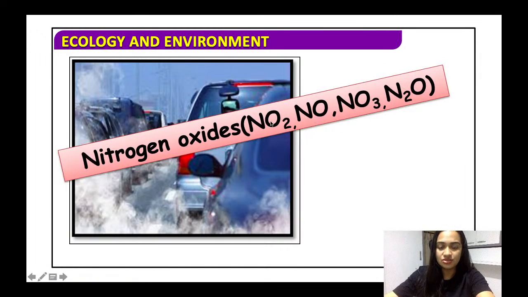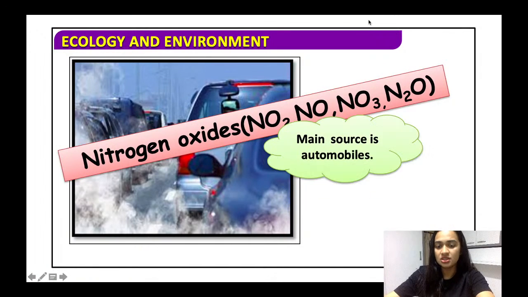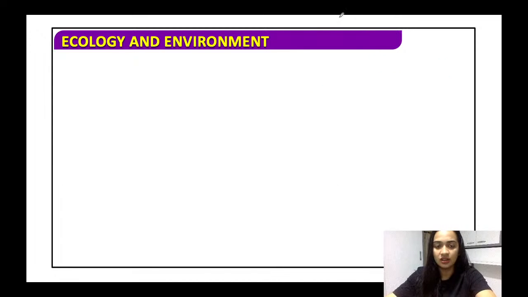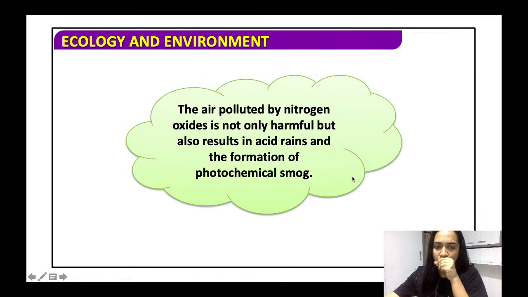Now, coming to nitrogen oxides, how do they affect us? तो ये मेनली नाइट्रोजन डाइऑक्साइड जो एमिट होते हैं ये सब हमारे व्हीकल्स यानी कि ऑटोमोबाइल से एमिट. राइट? So the air pollution by nitrogen oxides, it's not only harmful, but it also results in acid rains. ठीक है? And it is basically a main element for the photochemical smog.